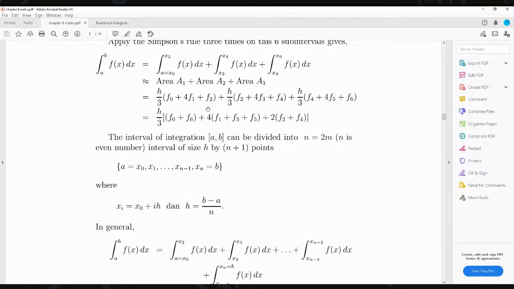All right, so for every area I apply the basic Simpson's rule. h divided by 3 (f0 plus 4 f1 plus f2), then h divided by 3 (f2 plus 4 f3 plus f4), then h divided by 3 (f4 plus 4 f5 plus f6). So I have three areas.